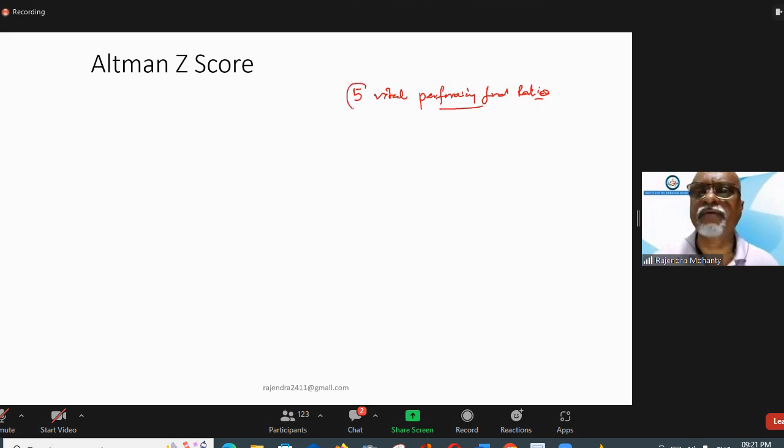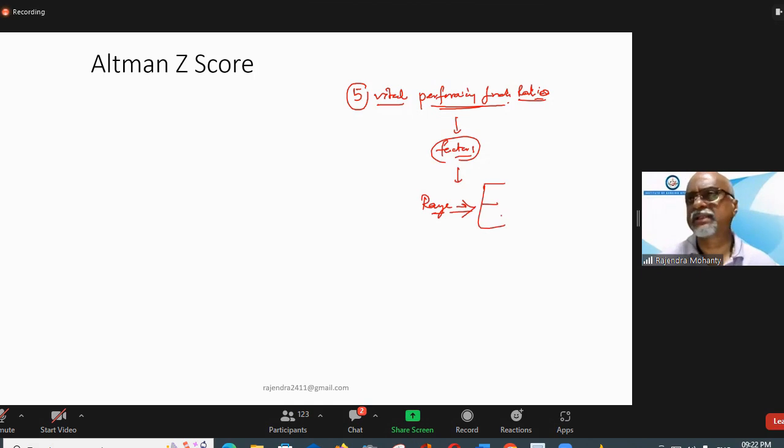So he took 5 vital performing financial ratios, and he multiplied those ratios with some constant factors. He added all the things, and whatever the result was, he could give a range to that result. According to the range, he decided on three ranges.